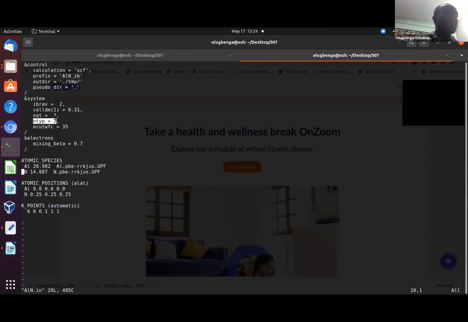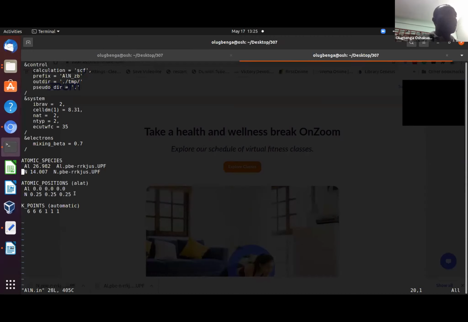And the number of atoms is 2, because we are actually putting 2 atoms together within the same face-centered cubic. And the number of atom types is 2, because we have aluminium and we have nitrogen. So there are 2 different types of atoms. Every other thing here, we do not bother ourselves. Okay, let's come to atomic position. Atomic position for aluminium is at 0 0 0, while for nitrogen is at 1/4, 1/4, 1/4. We are going to see this very shortly as we continue the class.